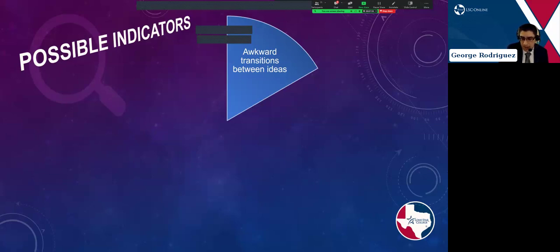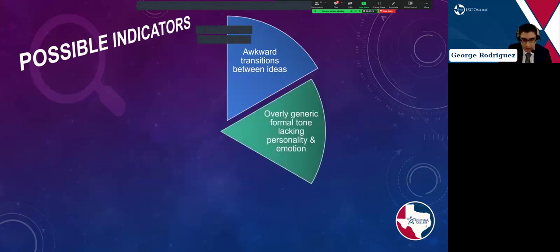The response may cover some good points, but as far as the flow is concerned, it may feel like the writer went out and collected a bunch of information and lumped it together, as opposed to when a student truly takes the time to process and flesh out his or her own thoughts. The writing tends to have a more natural flow because the student is working through their own argument, or their own thesis. Overly generic formal tone, lacking personality and emotions.